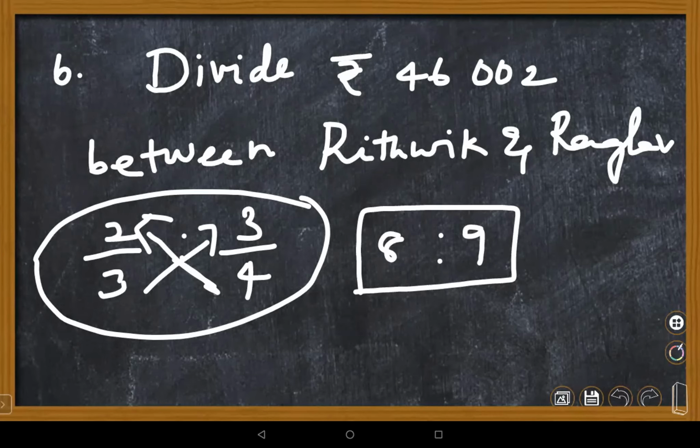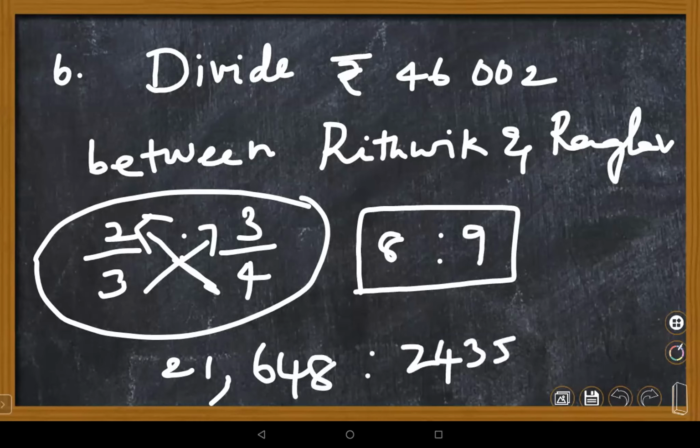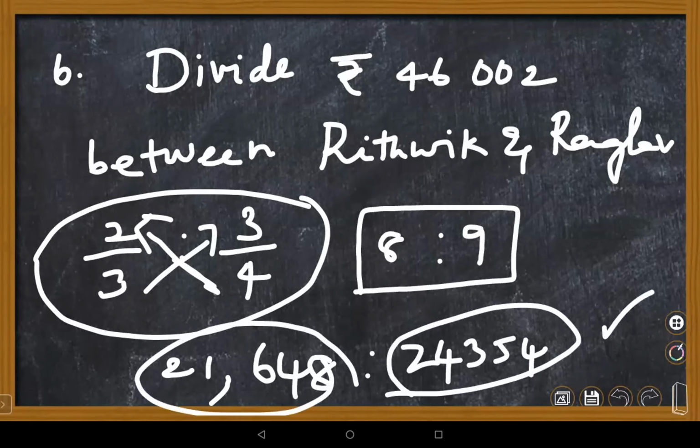Ma'am, can I tell Ritvik's share? Yes, please. What is Ritvik's share? Ma'am, rupees 21,648. Very good. And Raghav's share will be 24,354. Wonderful. You are taking only 1 minute to solve. Really, I'll appreciate Raghav. Because how many students will take very less time? You are doing a wonderful job. Good. How did he do it, ma'am? See, children, how he did.